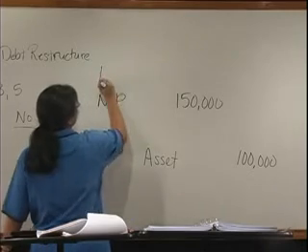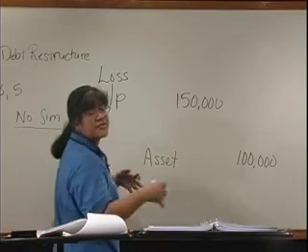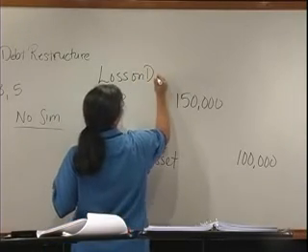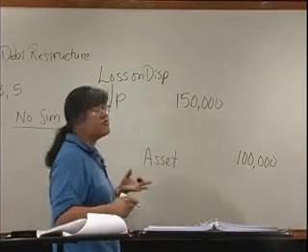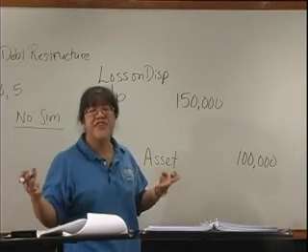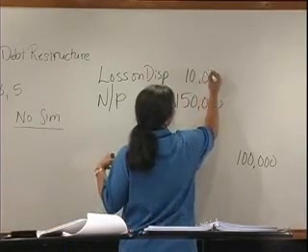Then I'm going to have to recognize a loss. This is a loss which would be sort of like a disposal of this asset, okay? So that loss will be for the difference between the carrying value of $100,000 versus the fair market value of $90,000. So that's a loss of $10,000 there. And now I don't balance.